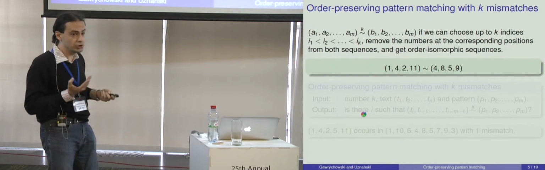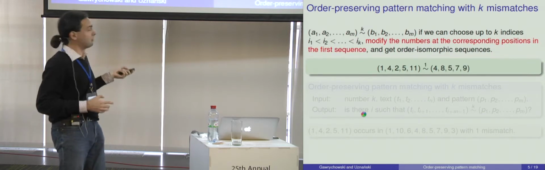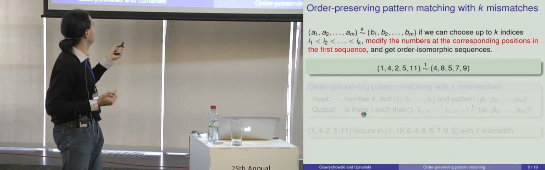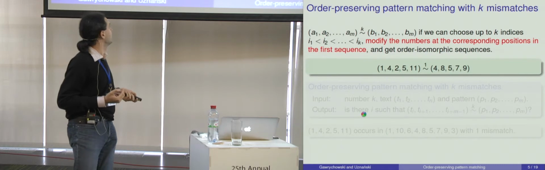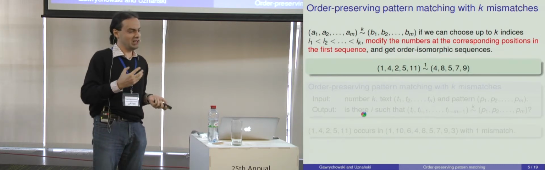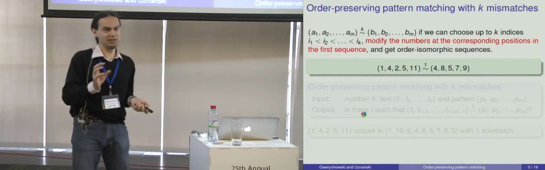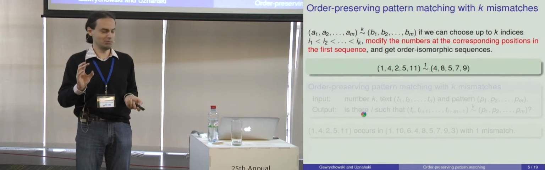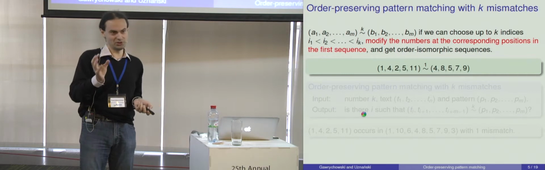So it means that the original sequences were order isomorphic with one mismatch, which we denote with this one here. So I'm calling that order preserving pattern matching with k mismatches, and from this definition, it might not be clear why I'm talking about mismatches. Maybe I should be talking about omissions or something similar.